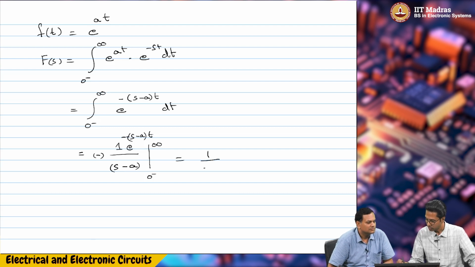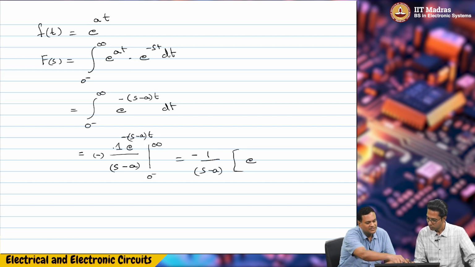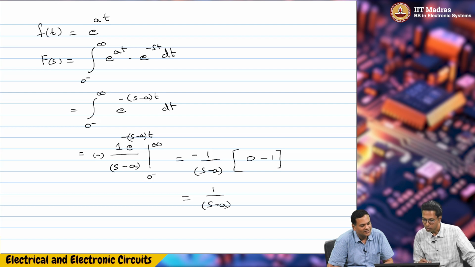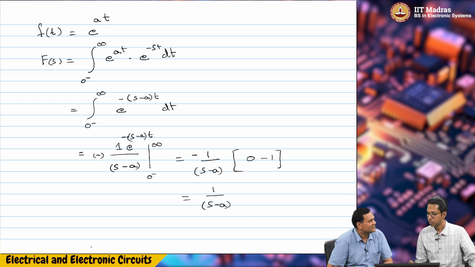Anyway, 1 by s minus a I can take outside, no? Yes, correct. We are applying the limits on t. So e power minus infinity will become 0. So 0 minus t equal to 0, and we'll make it 1. So this is just 1 by s minus a. So e power at is 1 by s minus a.